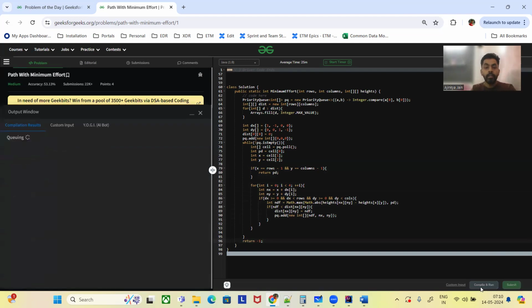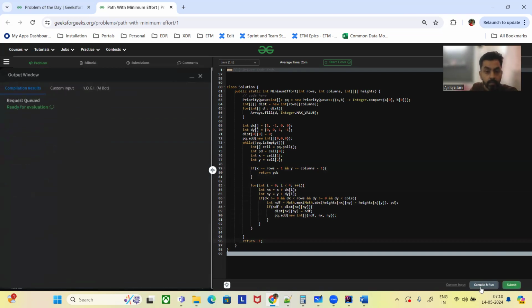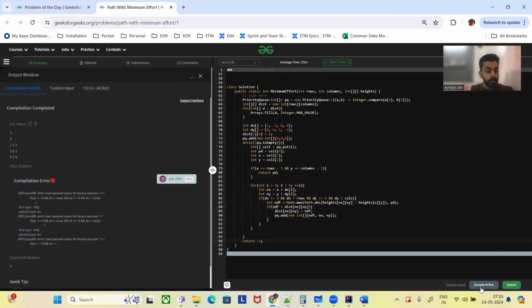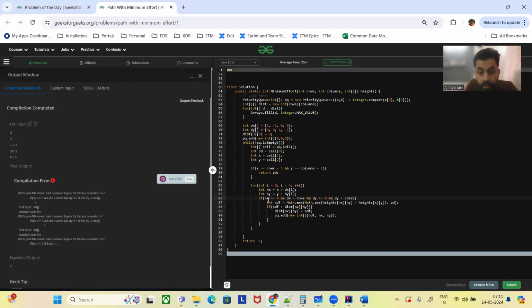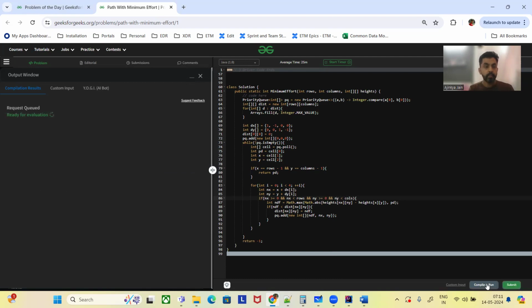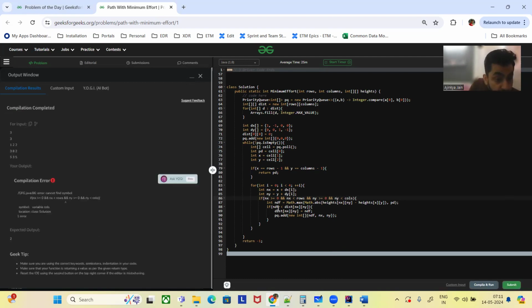Let's compile and run this. There is some dx. Okay, sorry, it should have been nx here. Oh, again, we have some error. This error now: columns, it should be columns. So see the errors. Let's compile now.